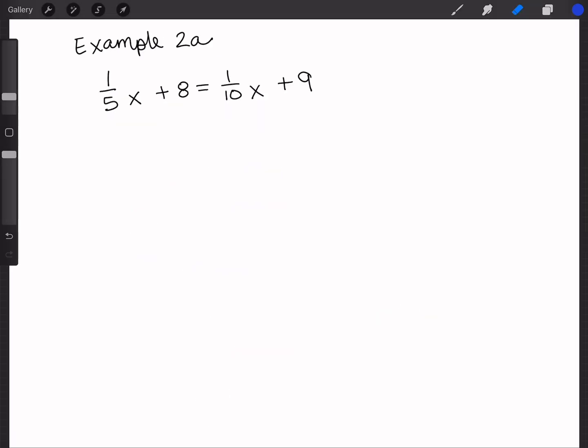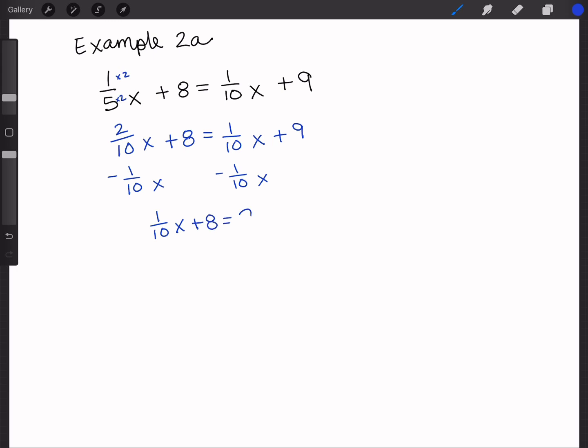Example 2a, let's try this one more time. I see that I have two different fractions, but I know that I can get a common denominator of 10 by multiplying by 2. So my new equation goes from 1/5 x to 2/10 x plus 8 is equal to 1/10 x plus 9. Now I'm going to subtract 1/10 x from both sides of my equation. That leaves me with 1/10 x plus 8 equals positive 9.